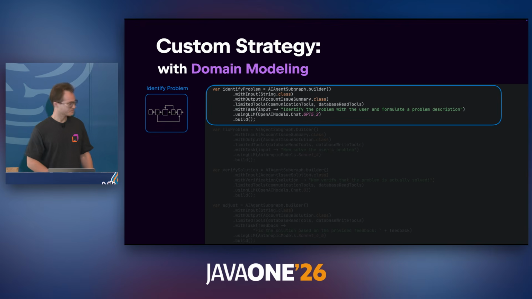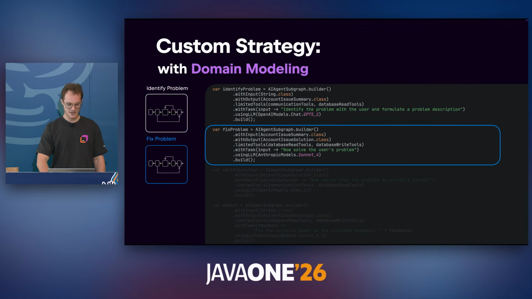So identify problem will look like this. AI agent subgraph builder with input string, with output account issue summary, limited tools, communication, and reading. With the task, identify the user problem, blah, blah, blah. You can formulate the question as you like. And in this step, because we are going to do lots of conversation, I prefer using some GPT model because, in my experience, it works a little bit better with the conversation. The next step is fixing the problem. Same thing, same pattern, different types, different request type, different tools, different task, and also I provide different model here. I prefer using some Sonnet from Anthropic because, again, in my experience, it works a little bit more precise with the tool calling.